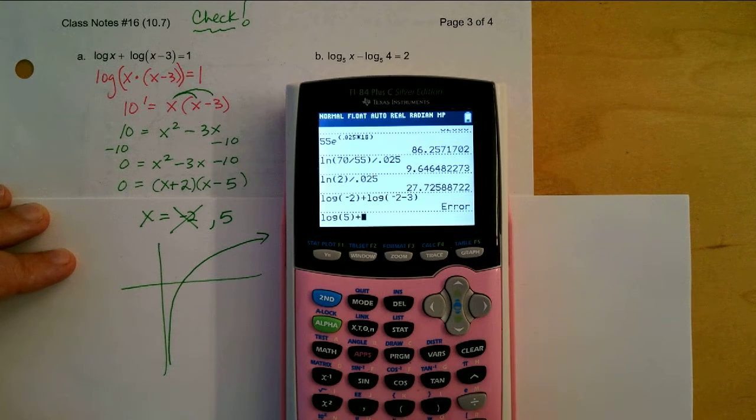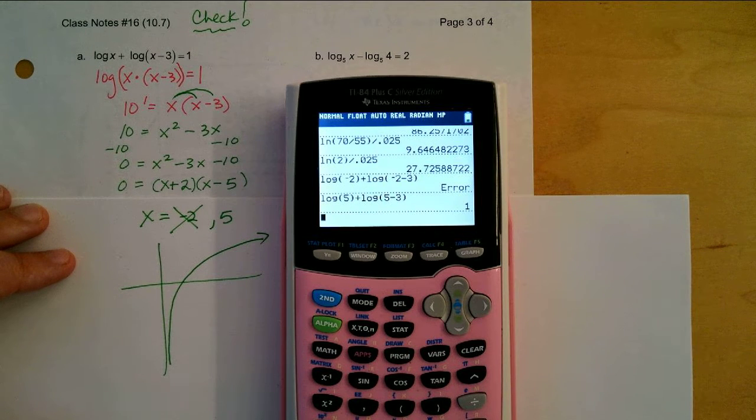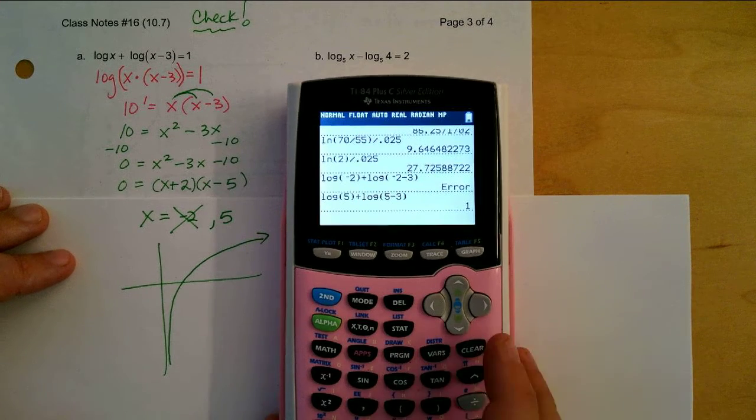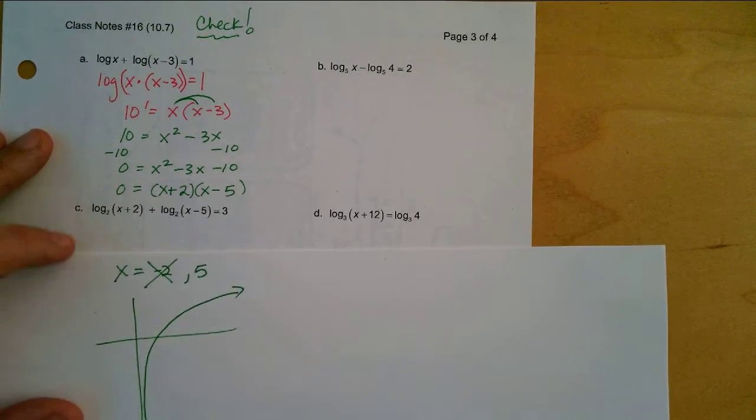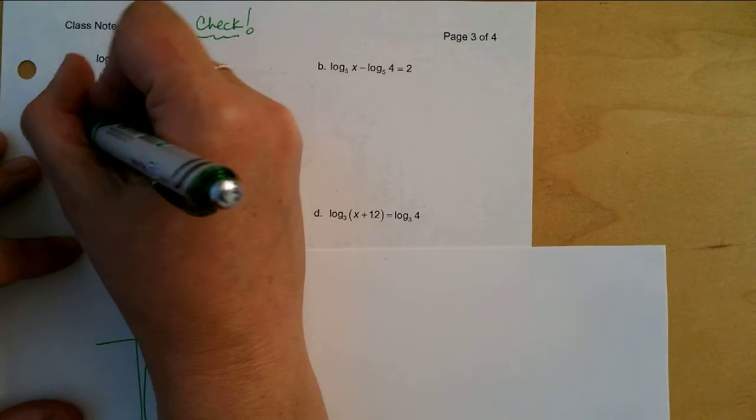plus log of 5 minus 3, which is log of 2. You could do it either way, log of 5 minus 3, or you could just enter that in as log of 2, and you get 1. Okay, so if your check does not work, it could be you're entering it wrong, but it also might be that we have an extraneous solution. So our answer here is only 5.